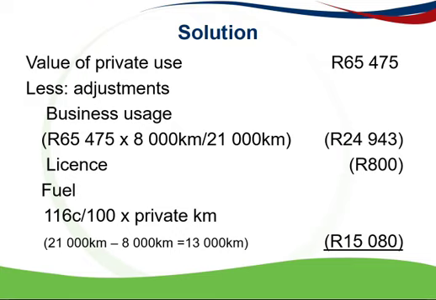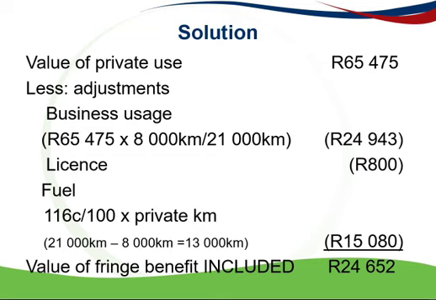Now this is not explicitly given in this question, but we can work it out because the total kilometers were 21,000 and the business kilometers as per the logbook were 8,000. So the difference between the two of 13,000 will be the private kilometers. If we multiply that by the 116 cents converted to rands, we get 15,080 Rand deduction against the private use. This gives us the value of the fringe benefit that will be included in Leslie's gross income. Remember, fringe benefits are specific inclusion in gross income, and that will be an amount of 24,652 Rand.